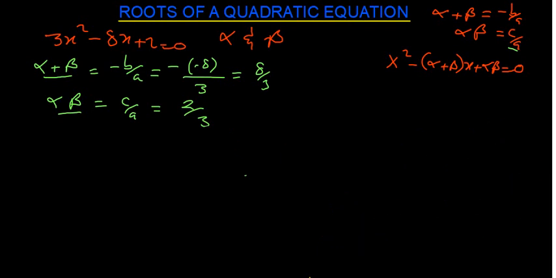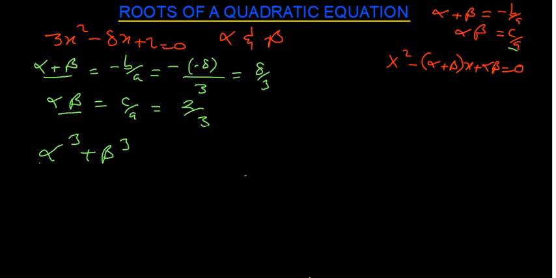Okay. What if they say find the value of alpha power 3 plus beta power 3? In that case, how do we go about such a thing? So the first thing is we need to understand how to factorize alpha power 3 and beta power 3. So how do we factorize that one?